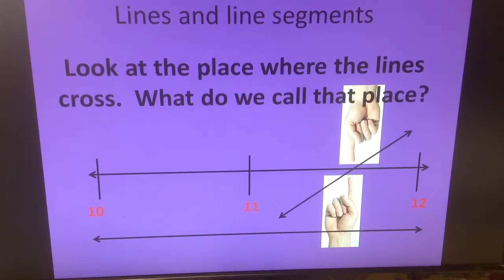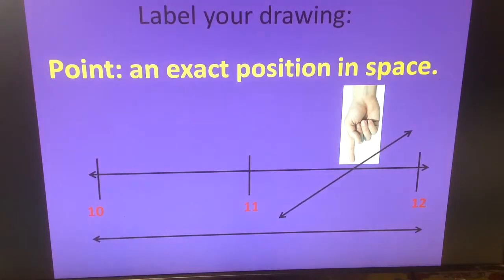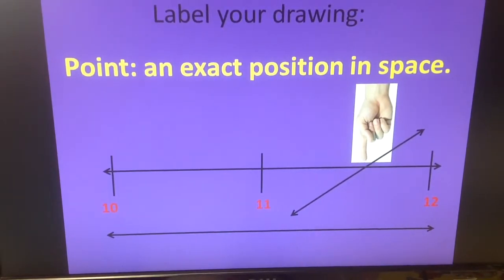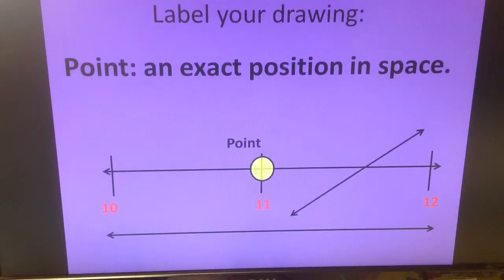Do you know what we call that place? Students weren't sure what the math term for that place is, but it's called a point. Any exact position is called a point. So where they cross is a point, but there's another point there, and that's even a point. In fact, anywhere along the number line is a point.